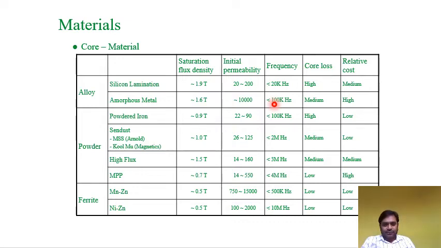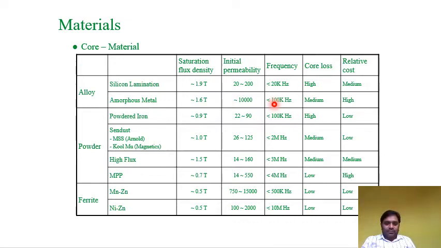Then under the powder iron core, the next categories are high flux and MPP cores. The flux density for high flux is quite high, nearly 1.5 Tesla, and initial permeability is 14 to 160. The frequency we can use is up to less than 3 megahertz, and the core loss is medium and the cost is also medium. MPP is the permalloy core. The flux density in this is 0.7 Tesla, and initial permeability is 14 to 550, for less than 4 megahertz. The core loss is low and the cost is high.